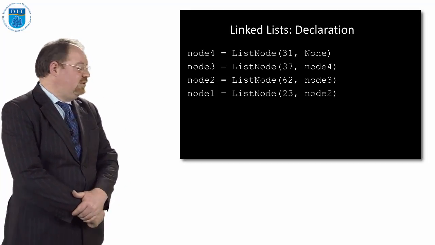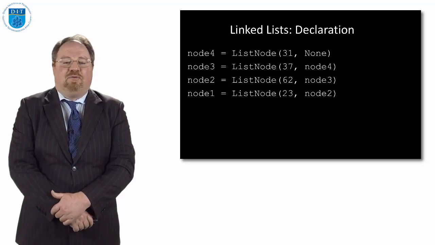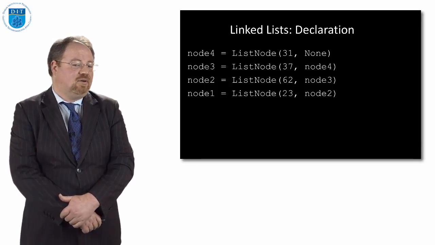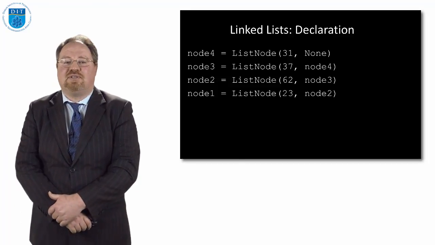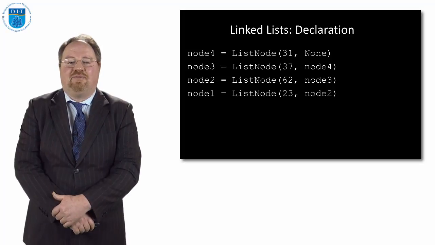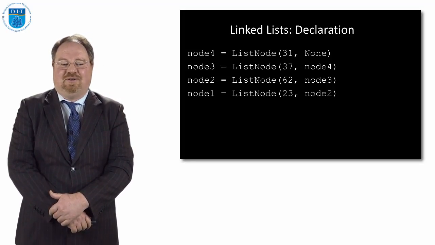So if I want to declare four nodes, the first node has the value 23 and points to the second node, which has a value 62 and points to the third node, which has a value 37 and points to the fourth node, and the fourth node has a value 31 and points to null.